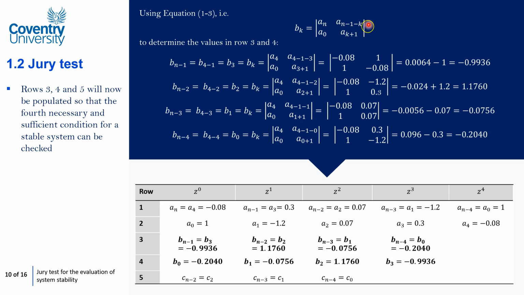So then when you're looking at this formula here, we know an, a0 are these two terms here. And then an minus 1, so a4 minus 1 minus k. We've just worked out k to be 3. So we know that that's going to be 4 minus 1 minus 3, so that's going to be a0.